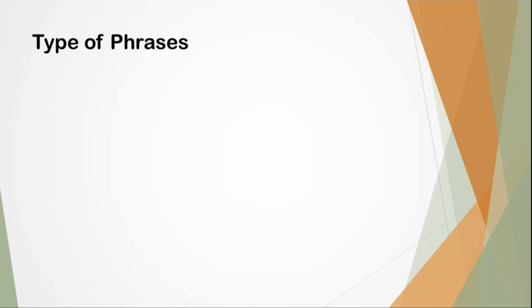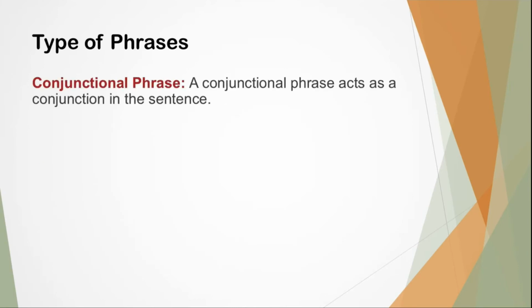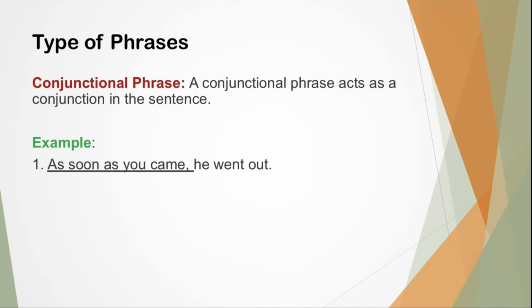Okay. The next type of phrase is conjunctional phrase. A conjunctional phrase acts as a conjunction in the sentence. I hope you guys know what is a conjunction. A conjunction is a word or set of words that join two or more sentences together. So let's understand with the help of a few examples.